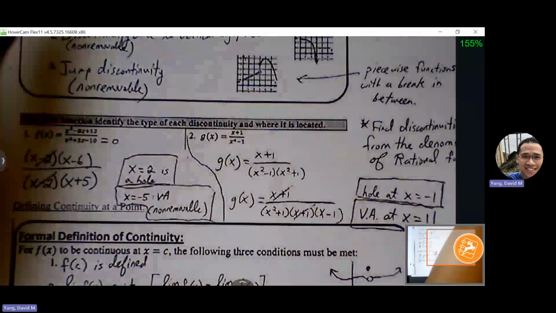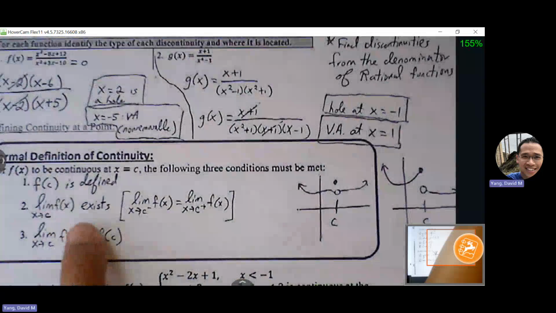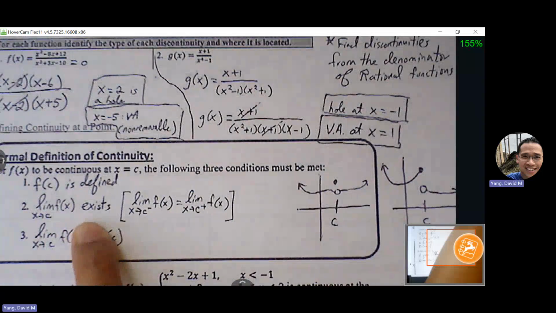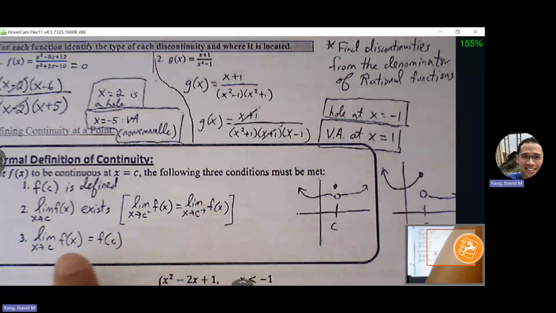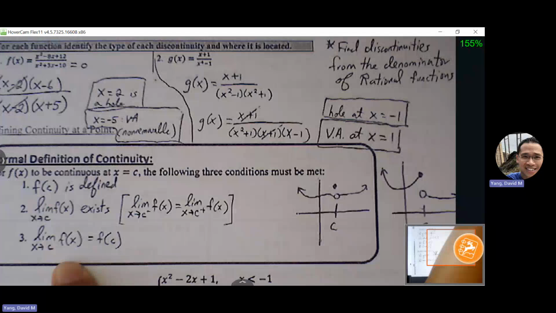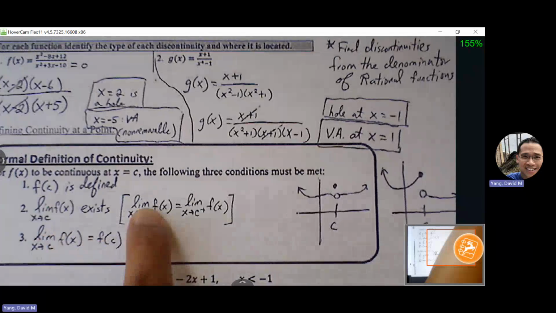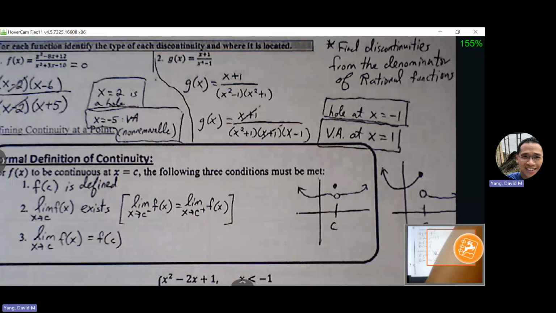If it passes all three conditions, my function is continuous. If it fails the second condition, we say it's a non-removable discontinuity. If it passes the second one and fails the third one, we would say it's going to be a removable discontinuity. We only look at the third condition if it passes the second condition. Okay? If it fails the second one, we already know the limit doesn't exist. There's no need to look at the third condition.